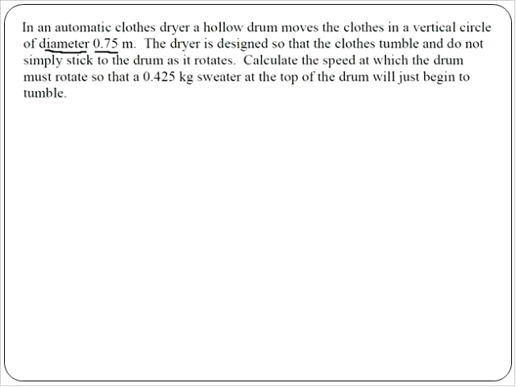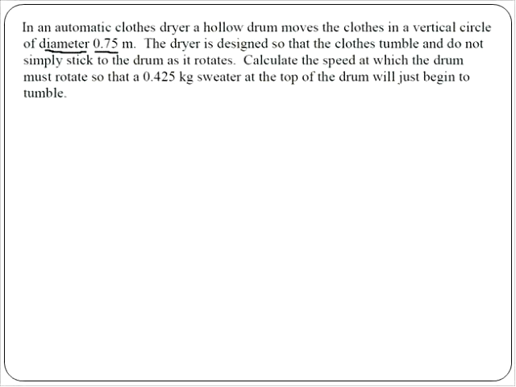So again, you've got to really read the questions carefully because sometimes they can be tricky. We want to know what the speed would have to be for the drum to rotate so that a sweater with a mass of 0.425 kilograms would just begin to tumble. In other words, just begin to fall when it gets to the top. So in other words, at the top, Fn equals 0 again.